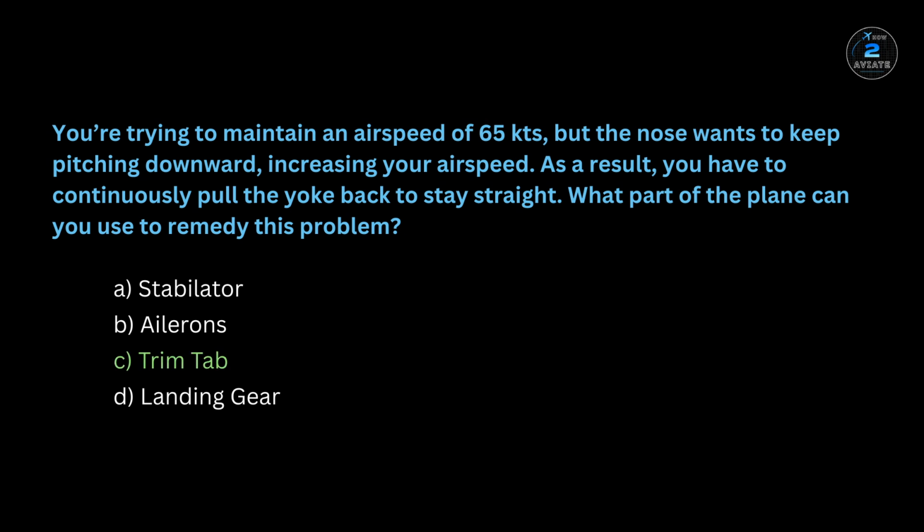The answer is trim tab. If you said landing gear, I'm going to jump through the screen and kick you. Remember, the trim tab's purpose is to hold a control position so you don't have to apply constant pressure on the yoke. Okay, that is the basic anatomy of an airplane.